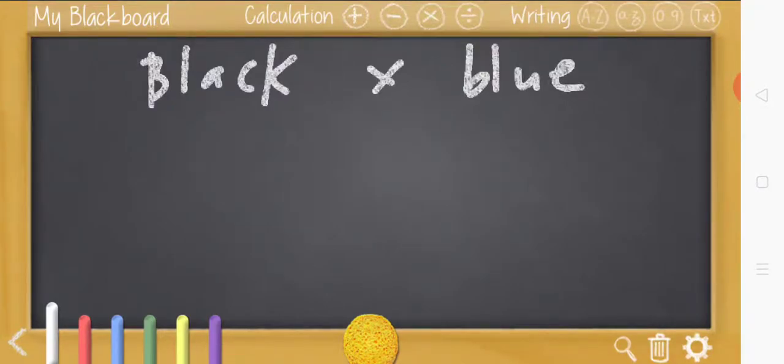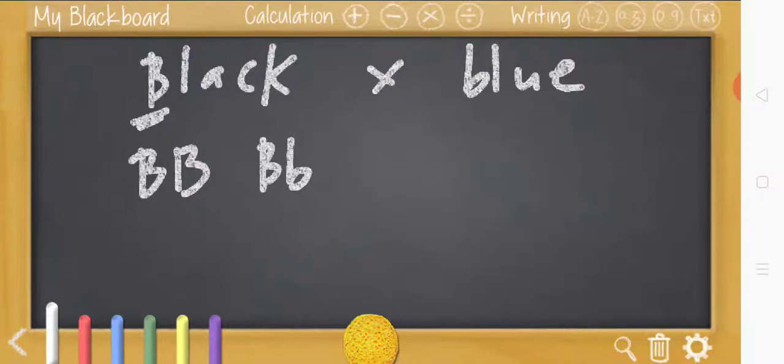Usually we use letters to represent the genes of these alleles. Okay, so usually we use the first letter of the dominant trait. Okay, so letter B. Next, to represent this black here, we will be using letter B. Okay, so we have capital B and another capital B. Okay, or it could be capital B and small b. Okay, now this both capital letter here is what we call homozygous.